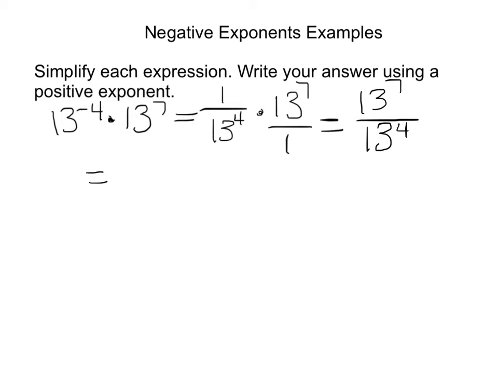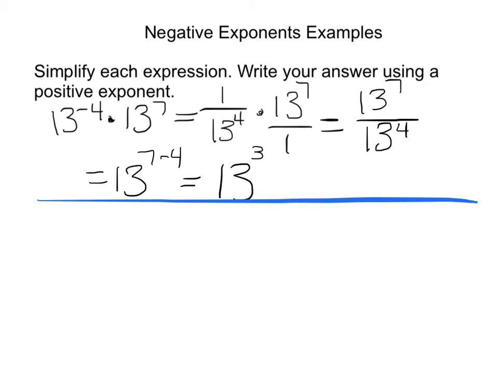Since I have the same bases of 13, my base is going to be 13, and then I'm going to subtract my exponents. So I'm going to have 7 minus 4, so that equals 13 to the 3rd. There is another way that I could solve this problem.